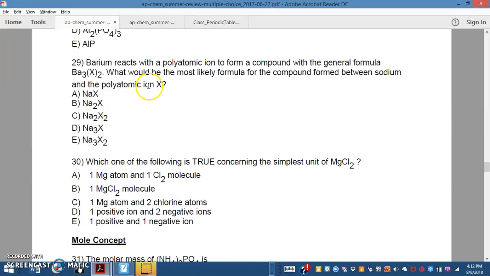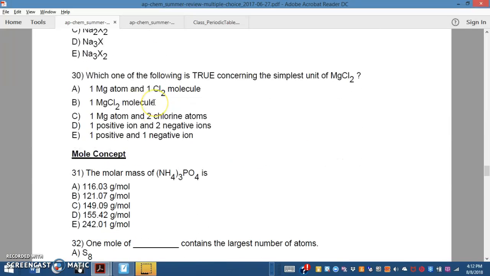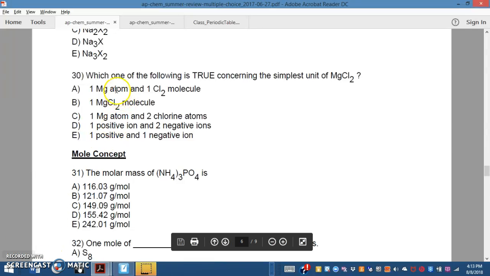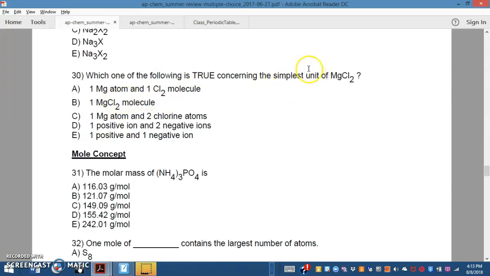And then for 30, which one of the following is true according to the simplest unit? Here, magnesium chloride, so 1 magnesium and 1 chlorine gas reacts to form the solid magnesium chloride. So 1 magnesium and 1 Cl2 molecule. But they are talking about the simplest unit. They are not talking about the reaction itself.